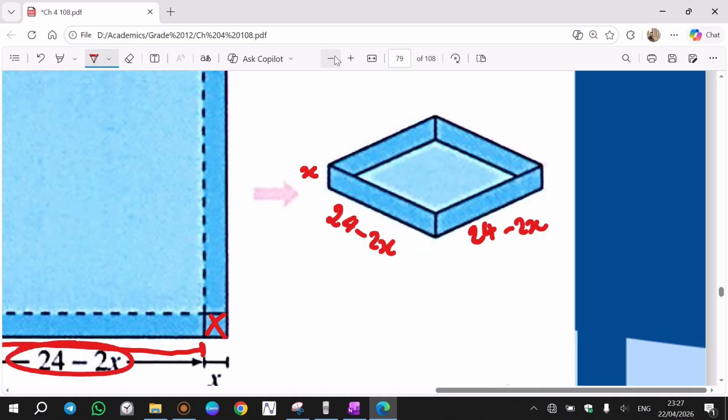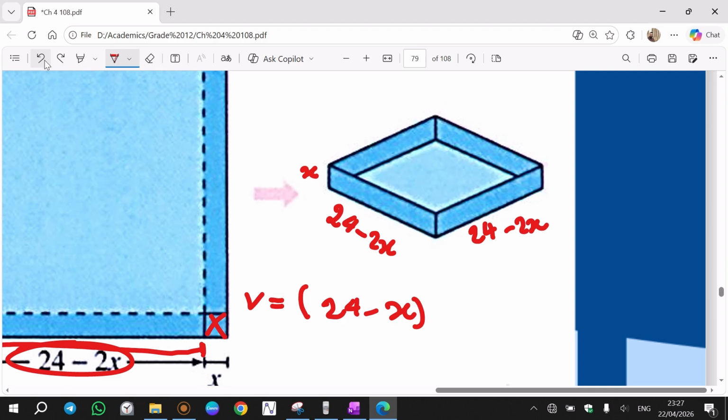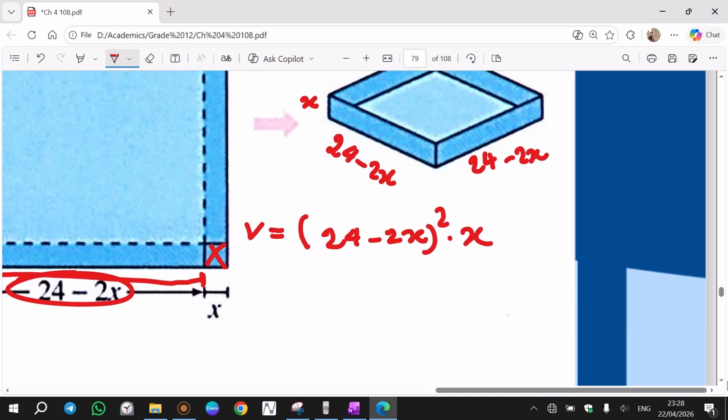What makes this question easier than the previous one, when I write a formula for volume, volume is length times width times height. So I can write 24 minus 2x multiply by 24 minus 2x, that's 24 minus 2x squared, multiply by x. This is the volume, and we want this volume to be maximum, then we just have to take derivative equals 0. Why? Because the volume already contains x only. There's no other variable to remove or to substitute. We can directly take derivative equals 0, solve, find x.